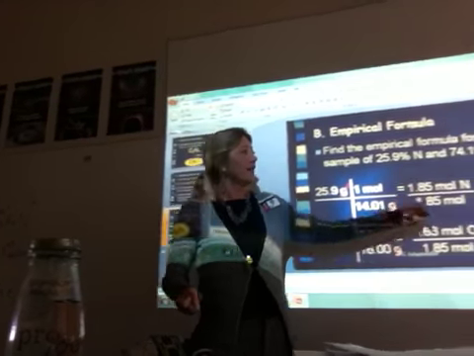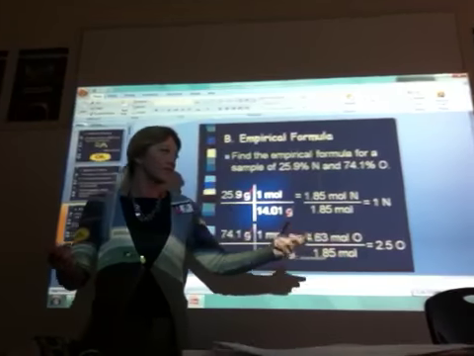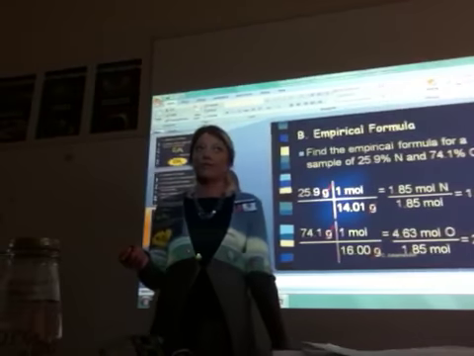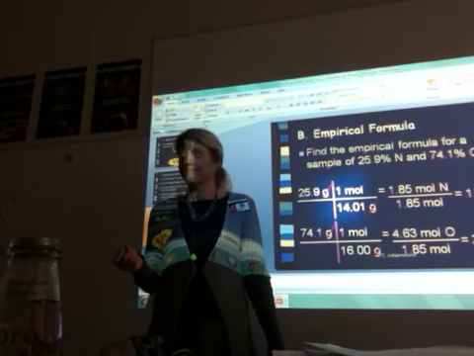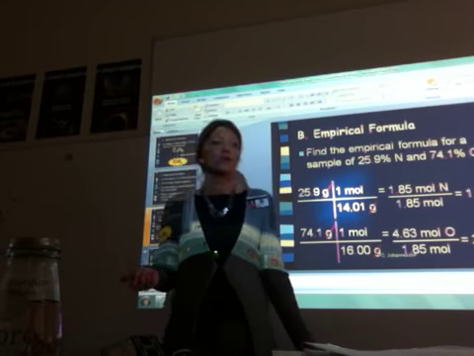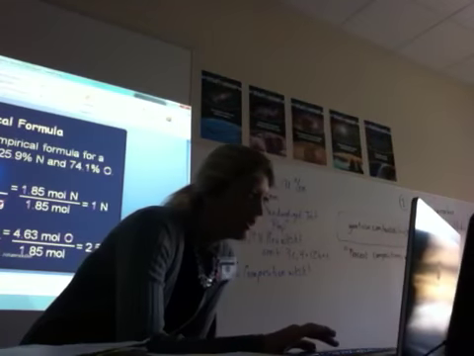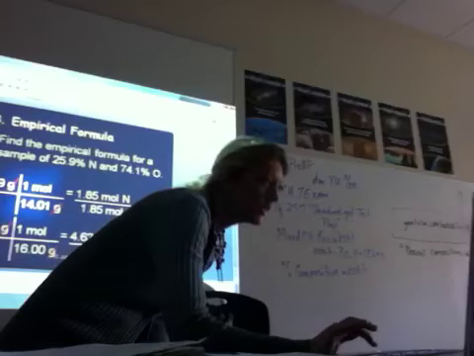Divide by the smallest, so I'm getting 1 mole, obviously, of nitrogen and about 2.5 moles of oxygen. Is that okay? Times 2. So I need some whole numbers here. Times 2 more. Okay, right. Awesome.